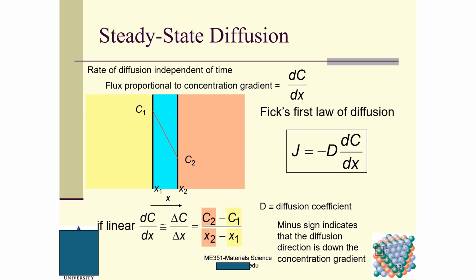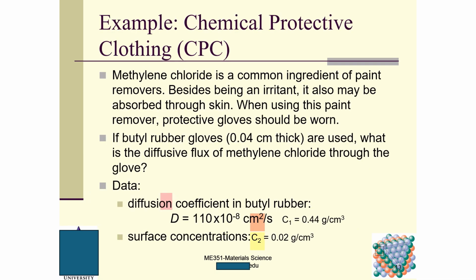So we can see, if this is linear, dC/dx or delta C over delta x can be approximated using this one, C2 minus C1 over x2 minus x1. If linear, dC/dx can be determined using this equation. And here is one example on how to quantify this diffusion.